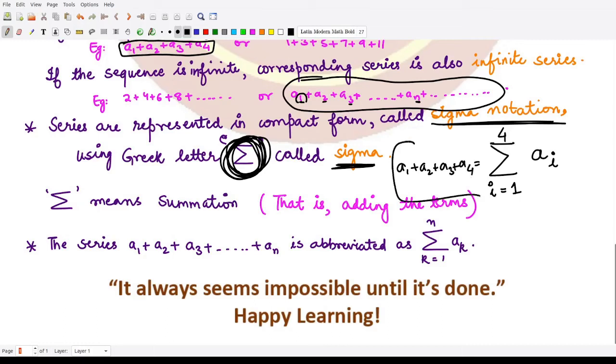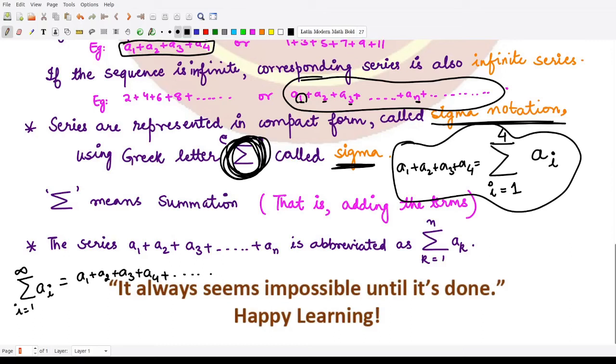This is about finite sequence. What about infinite sequence? For infinite sequence, we have summation ai, i varies from 1 to infinity. Why are we writing infinity? Because there are infinite number of terms. So we do not know until which term we are moving. So we start with a1. So a1 plus a2 plus a3 plus a4, and we keep on doing like this. So we put dot dot dot to represent that this is a never ending series. It will go forever, right? So this is an infinite series.